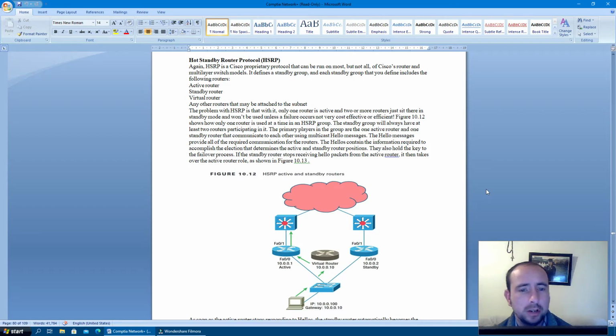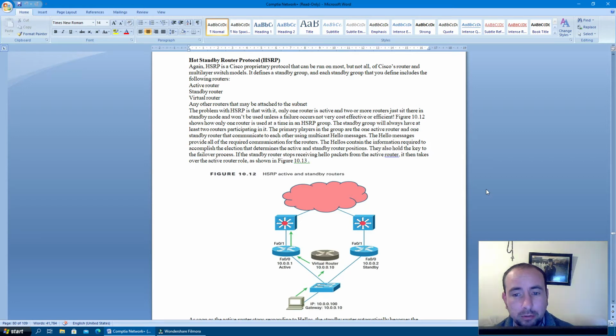The problem with HSRP is that with it only one router is active and 2 or more routers just sit there in standby mode and won't be used unless a failure occurs. Not very cost effective or efficient. Figure 10-12 shows only one router is used at a time in an HSRP group.